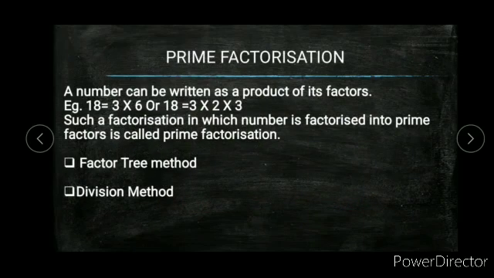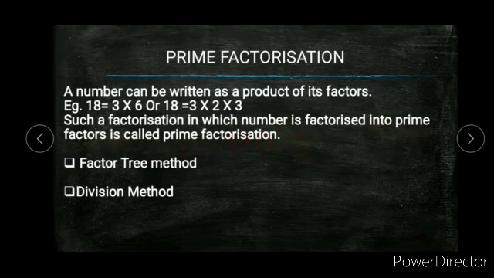Prime factorization. Now a number can be written as the product of its factors. For example, 18: 3 multiplied by 6, or we can write 18 as 3 multiplied by 2 multiplied by 3, right? But when we write 18 as a product of only prime factors, that is called prime factorization. Factorization in which a number is factorized into prime factors only is called prime factorization.